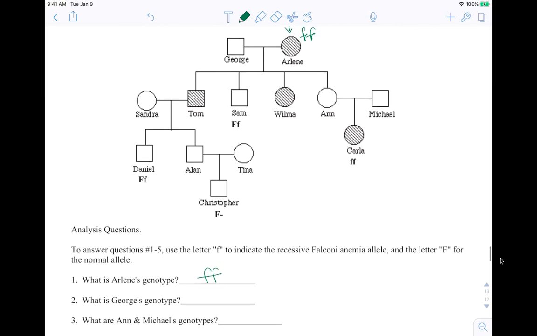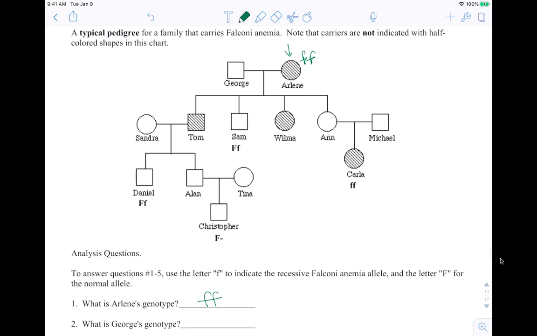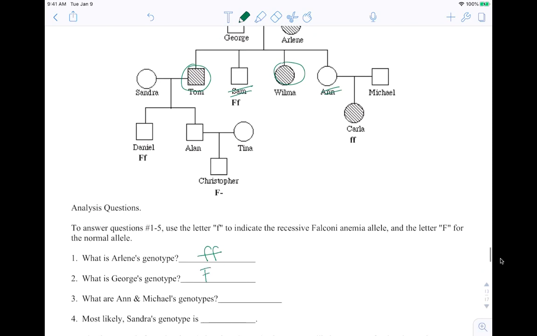Okay, so it wants to know George's genotype. Well, this is exactly the same thing that we just did. Because 2 of the children have the disorder and 2 of them do not, we know that George is going to have to be a heterozygous individual. Otherwise, you could not get those combinations. So he's going to be big F, little f.